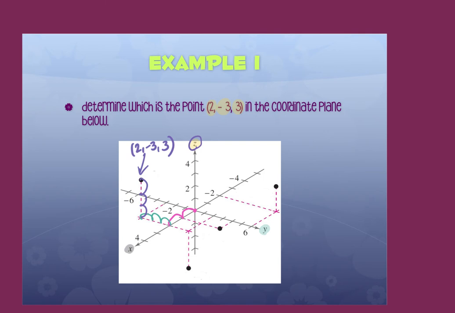So positive moves towards that variable, negative moves away from it. Pay attention to the location of your variables. Sometimes the x is at the front like that. Sometimes it swings around to be at the side.